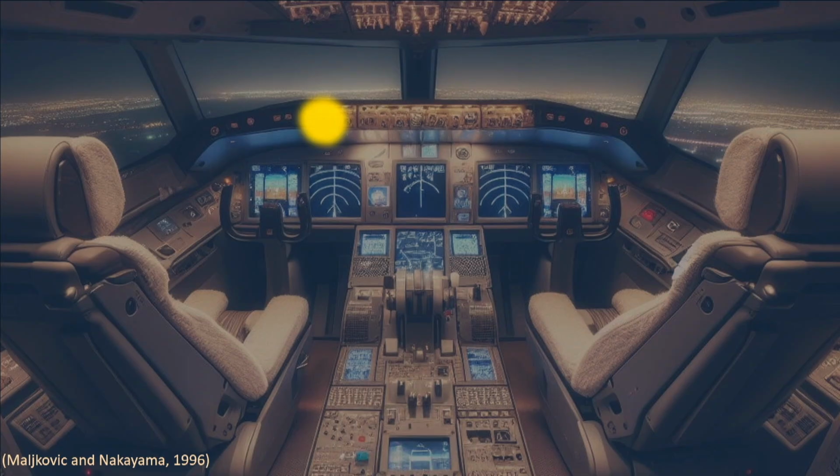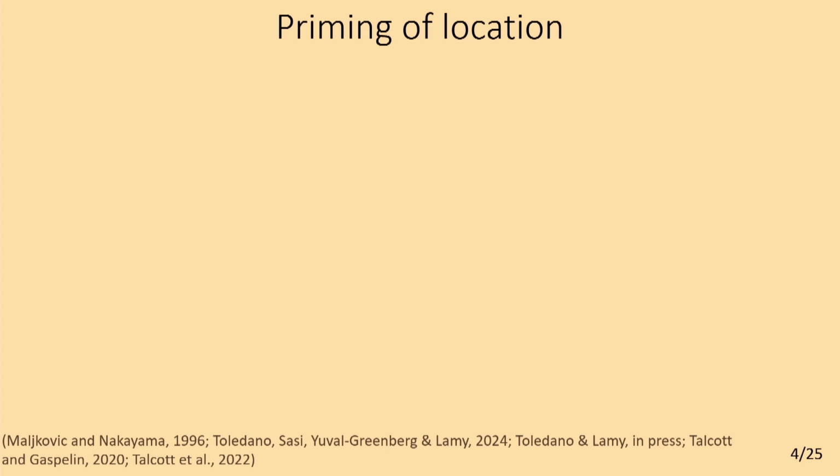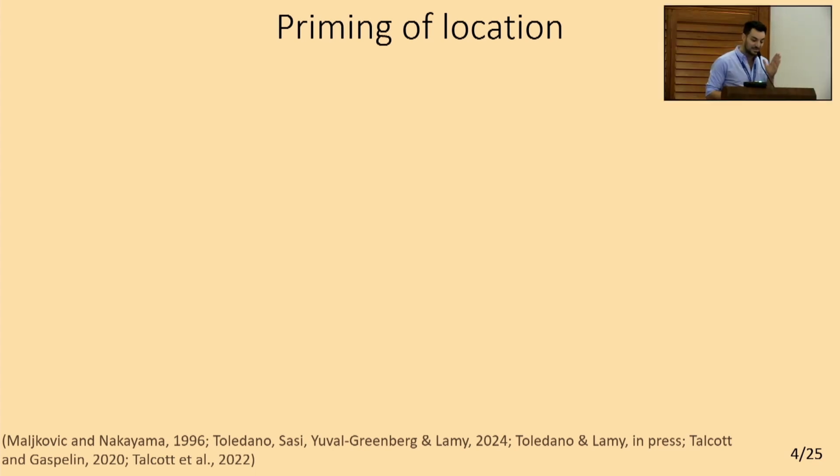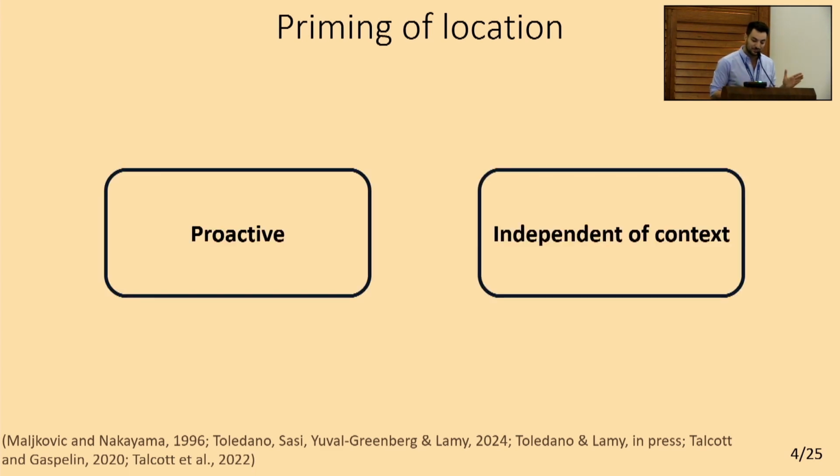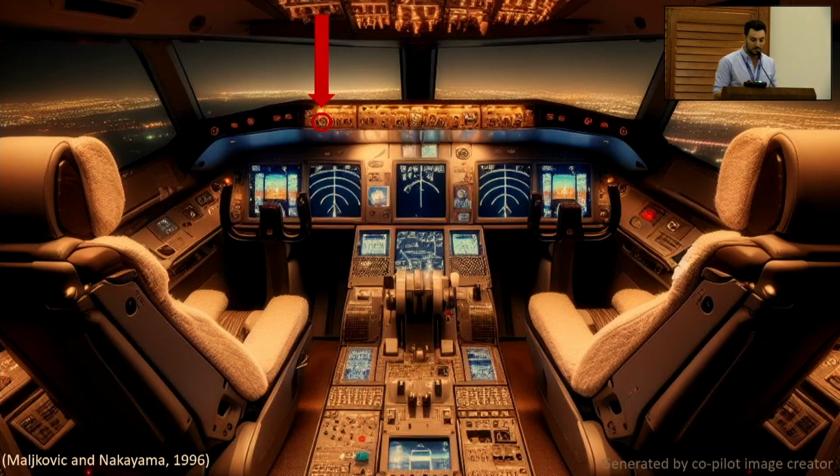And what this implies is that the mechanism that is responsible for location priming is proactive. That is, it enhances a location's priority before the new event occurs, and it is independent of context, which means that it occurs whatever this new event is. And if you think about it, this mechanism is very useful in many real-life scenarios where the environment is stable, as in the cockpit example. It means that you can repeatedly attend to important locations without effort or intention.